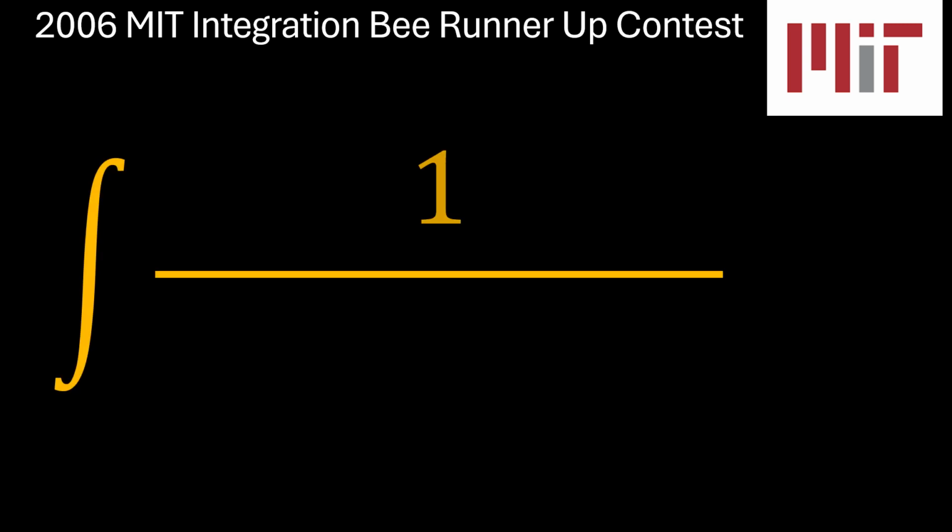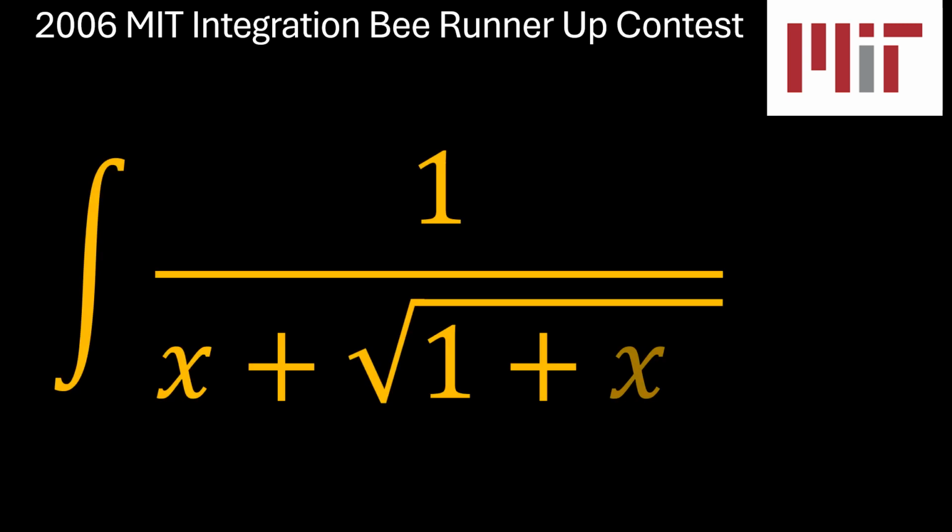So on to the second problem of the run-up contest of the 2006 MIT Integration Bee finals, which is the definite integral of 1 over x plus the square root of 1 plus x squared. Another very interesting problem. Let's see how we may be able to solve it.